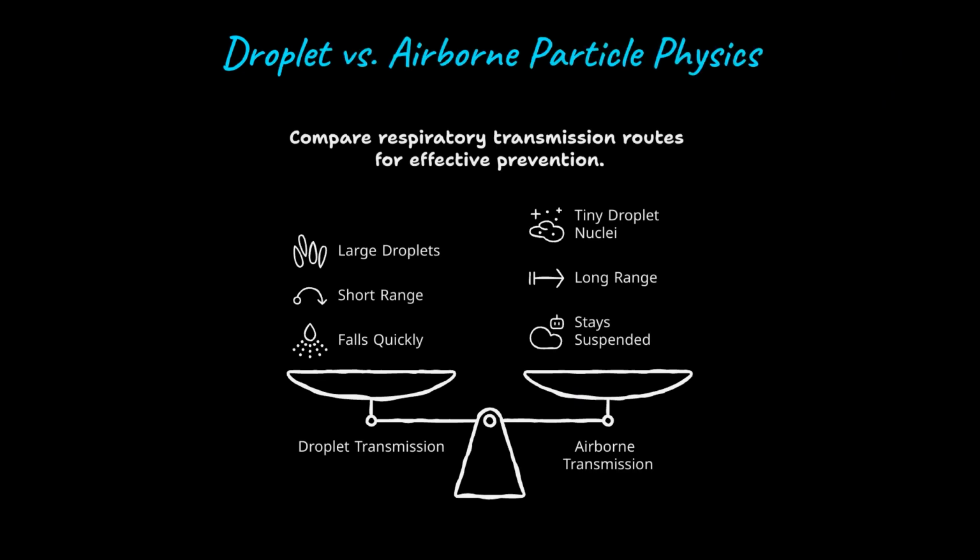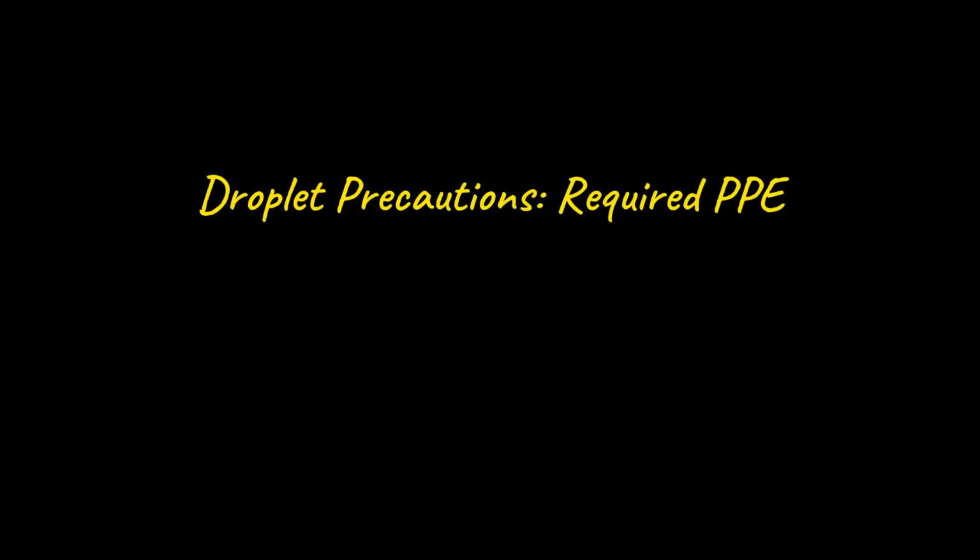Large droplets are heavy. They arc downward and hit the floor within 3 to 6 feet. Tiny droplet nuclei, like those carrying tuberculosis or measles, stay suspended in the air for hours and can drift across an entire room. For droplet precautions, the clinician performs hand hygiene before entering, then dons a surgical mask before coming within 3 to 6 feet of the patient. Eye protection is added only when procedures risk aerosolizing secretions. Routine bedside care requires the mask alone, not an N95 respirator.